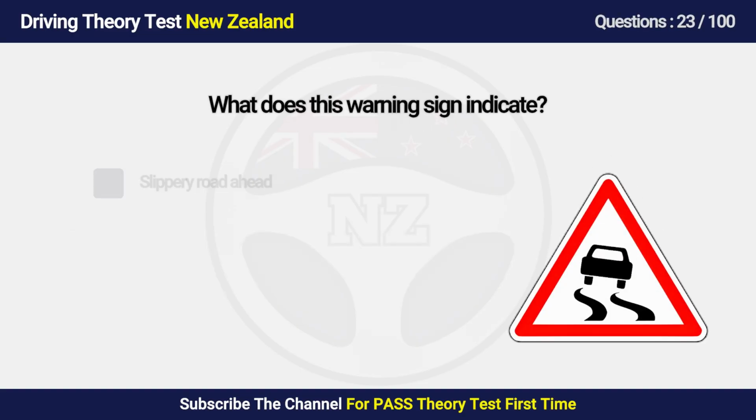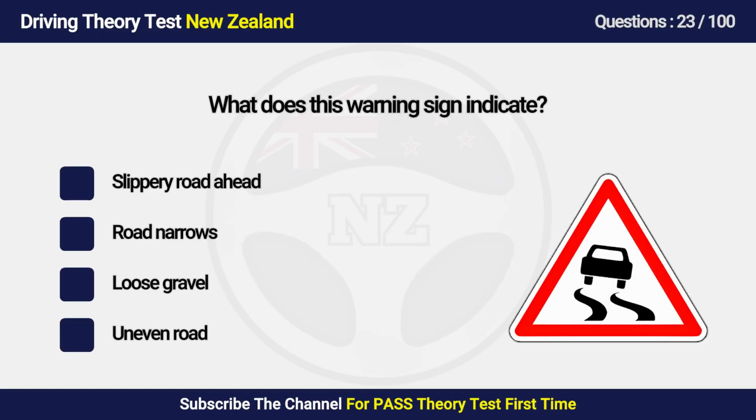Question 23. What does this warning sign indicate? A, slippery road ahead. B, road narrows. C, loose gravel. D, uneven road.